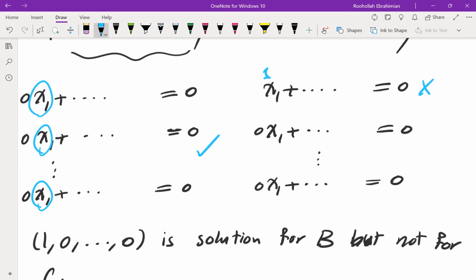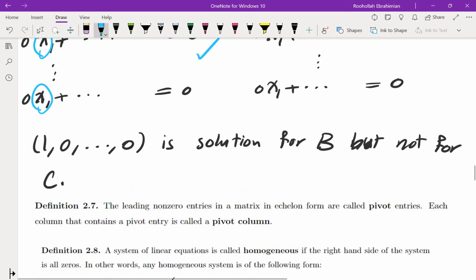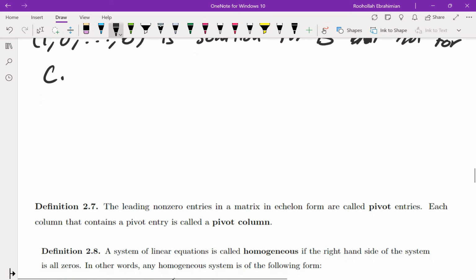So these two cannot be the reduced echelon form for the same system, because we started from a system for A and we got two different things. The solutions, as we discussed, must be the same, but one of them has a solution that is not a solution to the other one. So that's a contradiction. So the first columns must be the same.